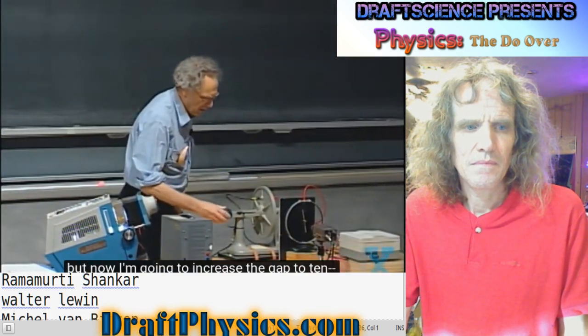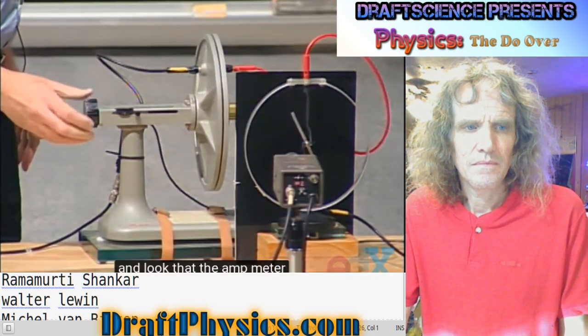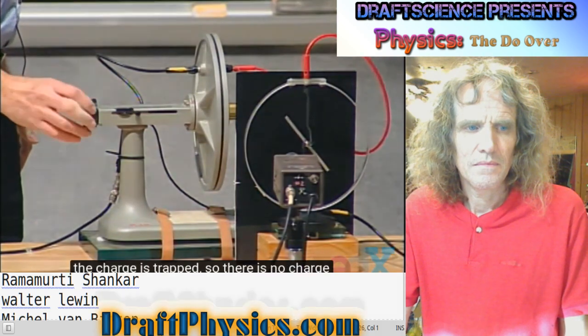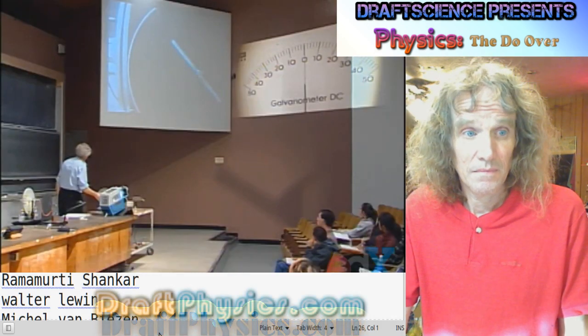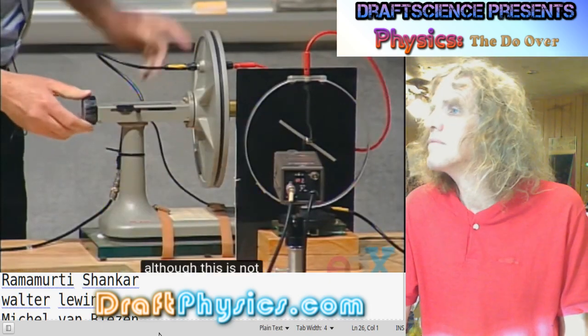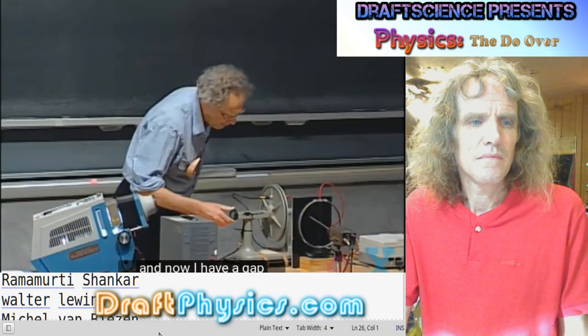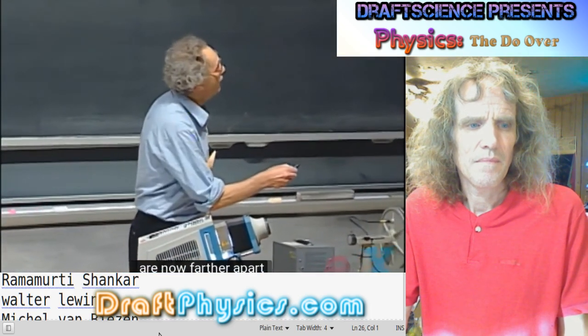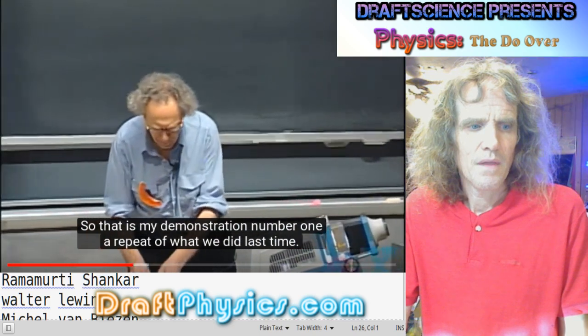But now I'm going to increase the gap to 7 millimeters, and look, the ammeter is not doing anything. The charge is trapped, so there is no charge going to the plates. But look what the voltmeter is doing. It's increasing the voltage. It's now approaching almost 10,000 volts, although this is not very quantitative. And now I have a gap of about 7 millimeters, and that's what I wanted. You see that the plates on the left side here are now farther apart than they were before. So that is my demonstration.